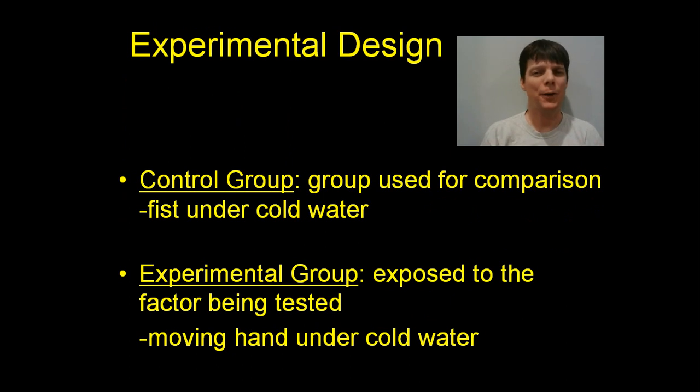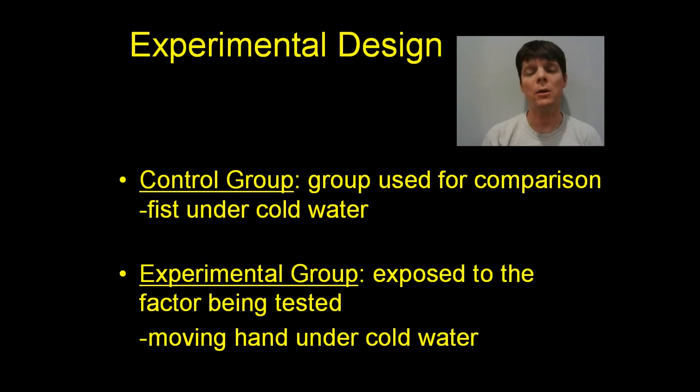Now we want to talk a little bit about experimental design. So we're going to have two different trials that we do in our experiment. One trial is for the control group, the other trial is for the experimental group. These are basically our two different survival strategies. The control group is used for comparison purposes, so this typically is when we don't have any treatment. So for our control group, that'll be when we hold our hand underwater, just making a fist. This is going to simulate balling up and not moving in the ice water.